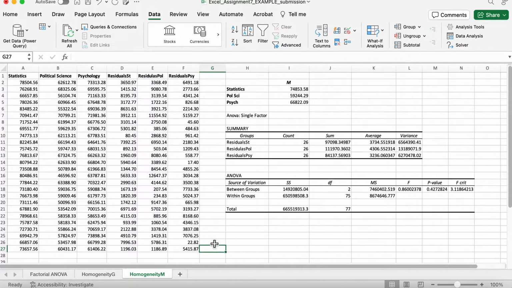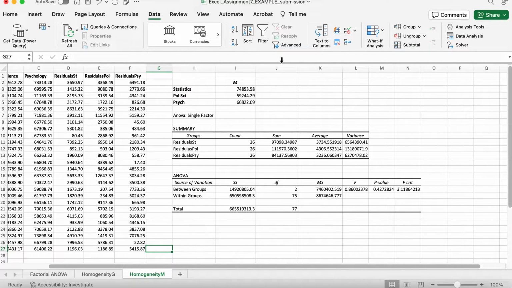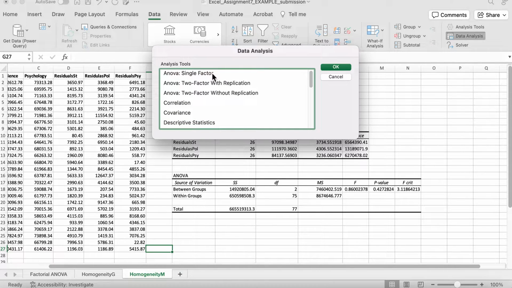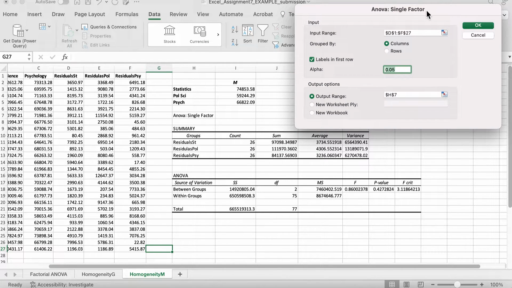Once you have your residuals, then you can run the test. Since there are 3 groups here, we will have to do single factor ANOVA. Again, this is the same procedure as Levene's test here. So we're just running Levene's test on this.